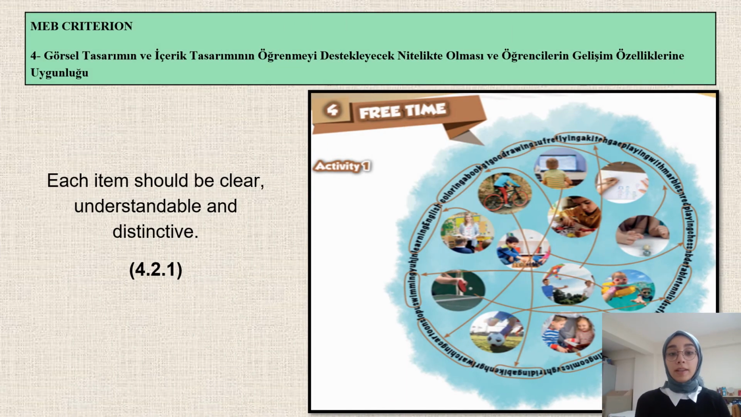In the same criterion, it is said that each item should be clear, understandable, and distinctive. But please look at this activity. Students are required to find the words and match them with the correct pictures. However, all the words are joined to each other, and then there are some letters that don't make sense, and it is very complicated.